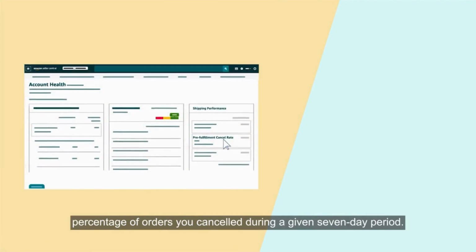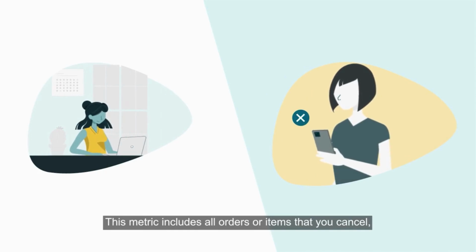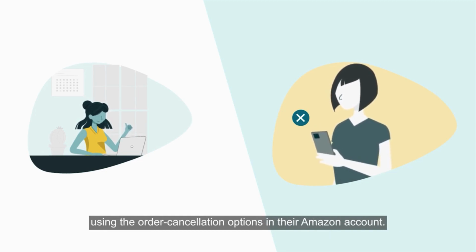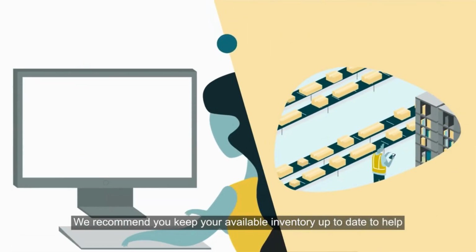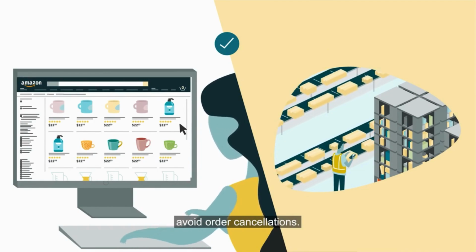The pre-fulfillment cancel rate represents the total percentage of orders you canceled during a given 7-day period. This metric includes all orders or items that you cancel, but doesn't include cancellation requests initiated by the customer using the order cancellation options in their Amazon account. We recommend you keep your available inventory up to date to help avoid order cancellations.